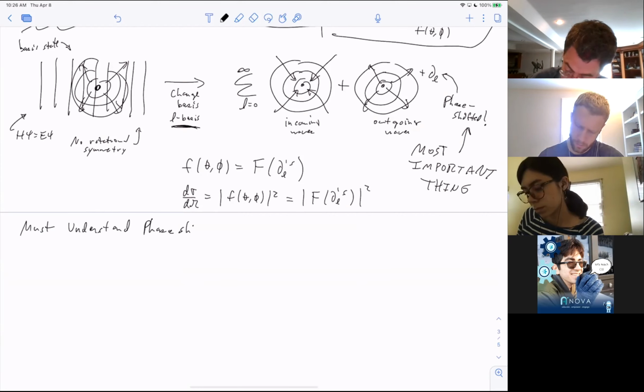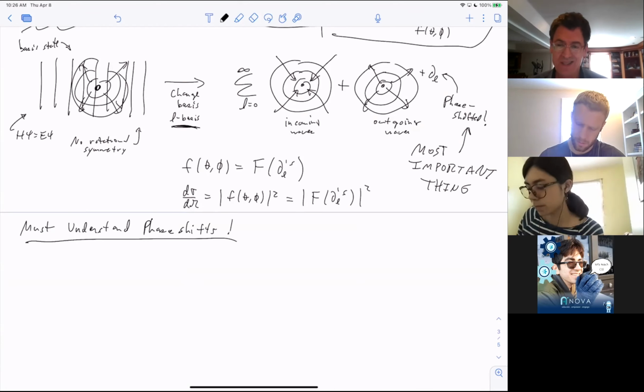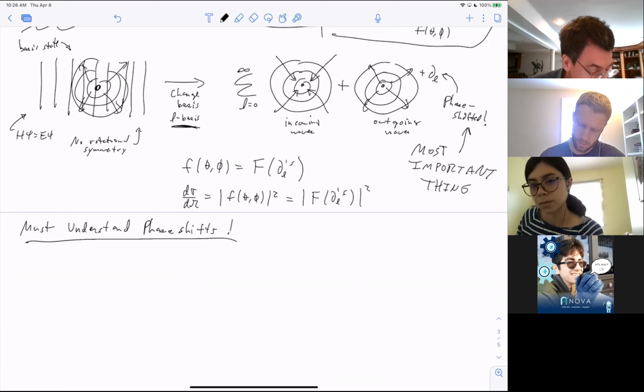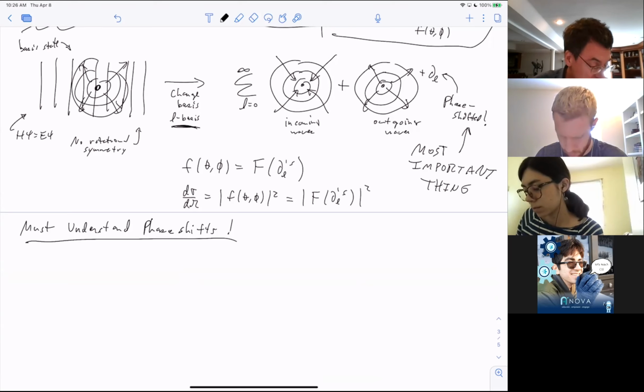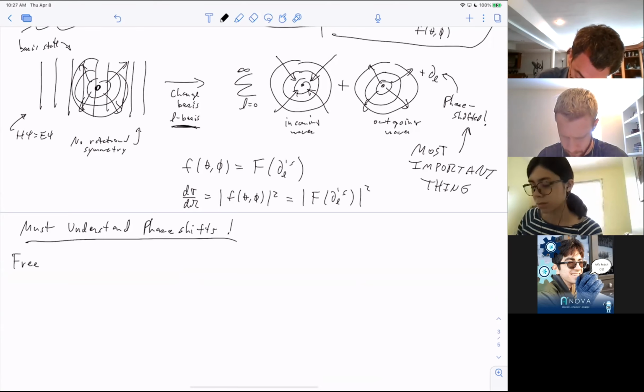And what am I even talking about? These phase shifts are super important, and it's really weird why they would be important, but they really are. So let's try to understand that. To understand that, a good place to start is to remind ourselves of the free particle. So let's consider a free particle eigenstate.